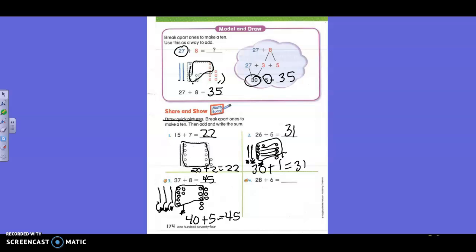This is kind of weird. It's like you're counting like 2 numbers. You're counting by 5. Okay? All right, let's do 28 plus 6. How many 10s? 2. How many 1s? 8. And then I need to draw 6, which is 6 1s.